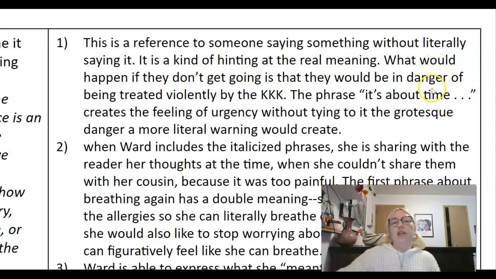What would happen if they don't get going is that they would be in danger of being treated violently by the KKK. The phrase, "it's about time," creates the feeling of urgency without trying to show the grotesque danger a more literal warning would create. So it's a kind of hinting, saying something implicitly without explicitly saying it. That's how it is an example of silence versus speech.